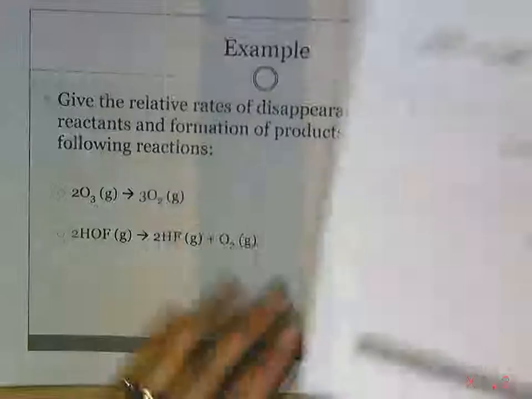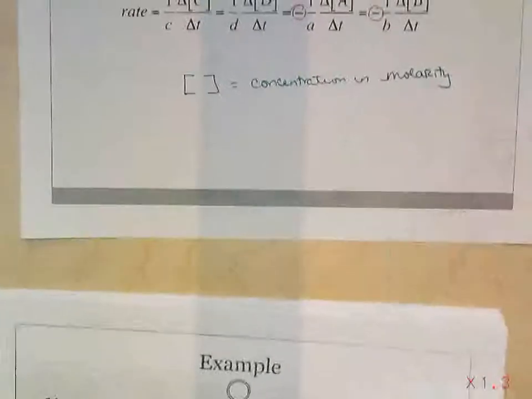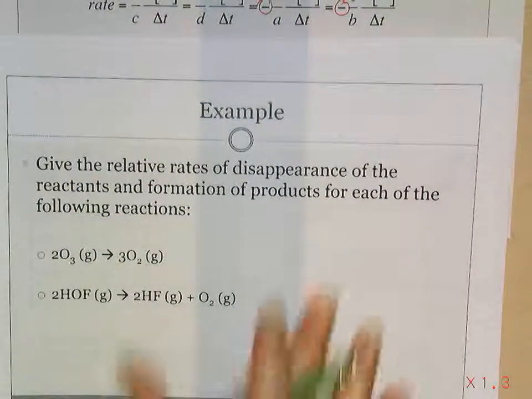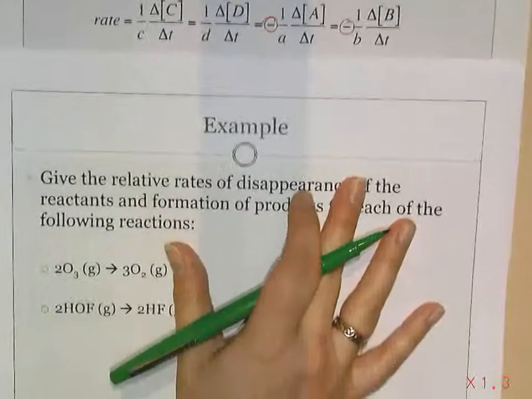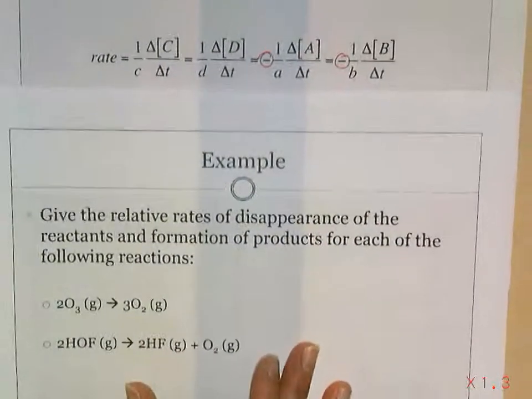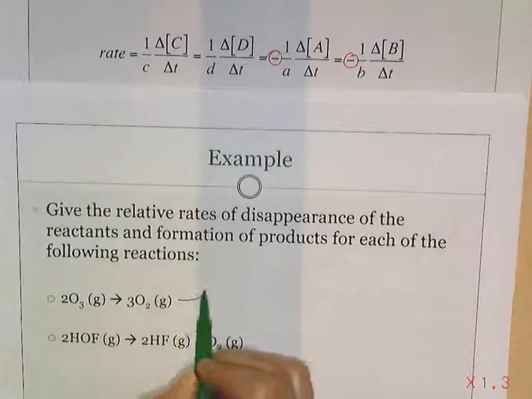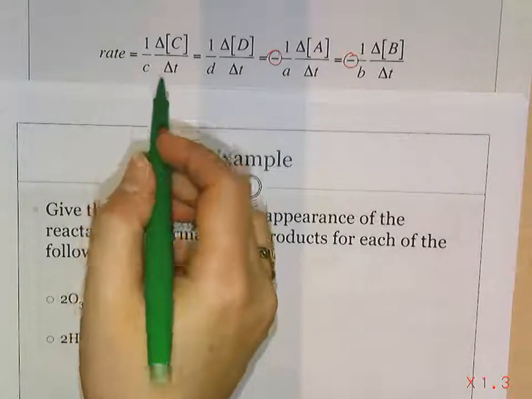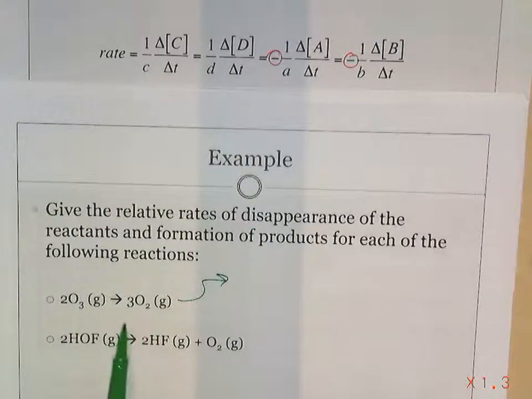So what we're going to do is we're going to give the relative rates of appearance and disappearance for the following reactions using our snazzy new equation. All right, so let's do this oxygen. So I have 2 ozones making 3 oxygens. Let's see, I guess in order to make it match kind of our example up here, we'll do the products first. So what is the fraction that goes with oxygen?